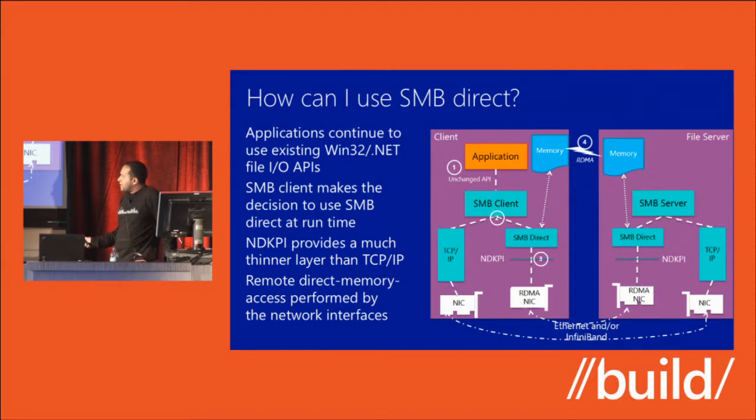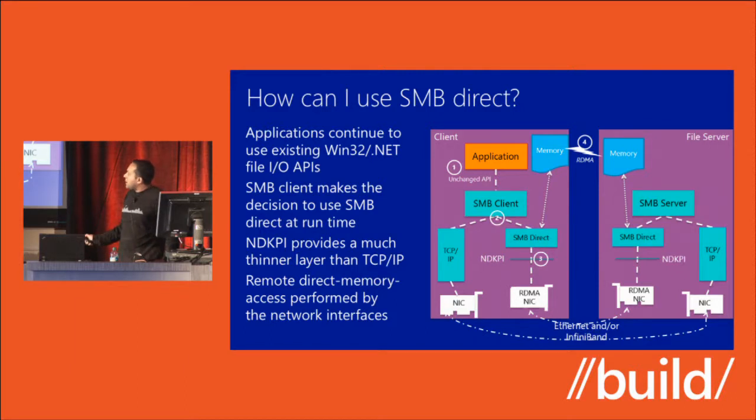And then there's a thin layer here called the NDKPI, which is basically a very thin interface into the RDMA NIC hardware. This is a public API now. And we use that interface into the RDMA NIC to directly transfer data.